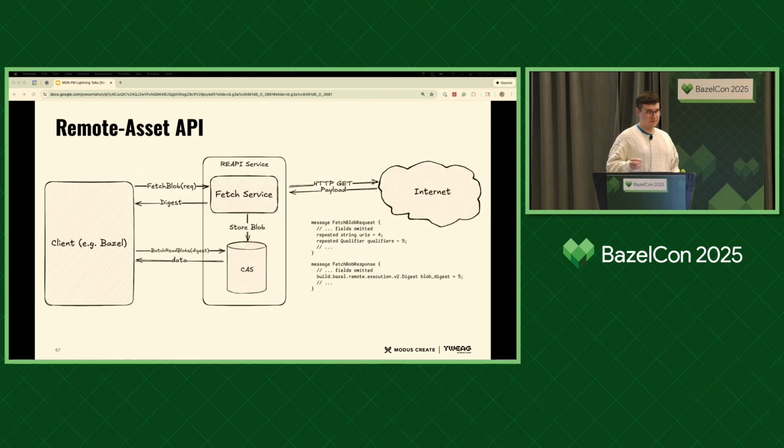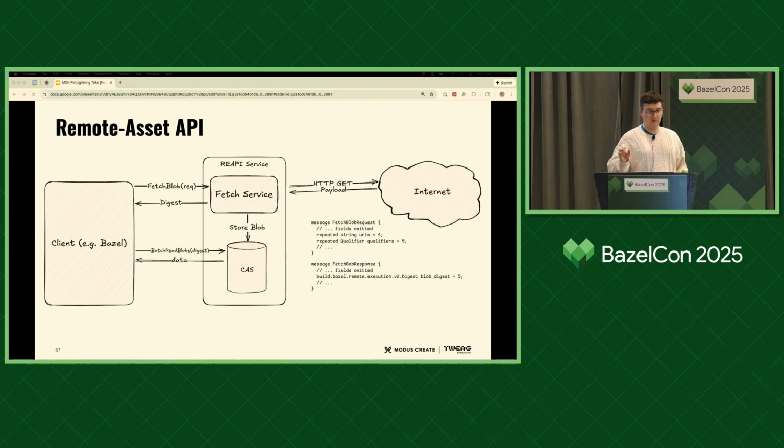Now there's one more building block. It's the remote asset API. It's part of the remote execution spec, and it defines a way where you can fetch a blob. You send a request to this endpoint, and you tell it, hey, I want this file. Here's a URI where you can fetch it from the internet, and here's an expected hash.